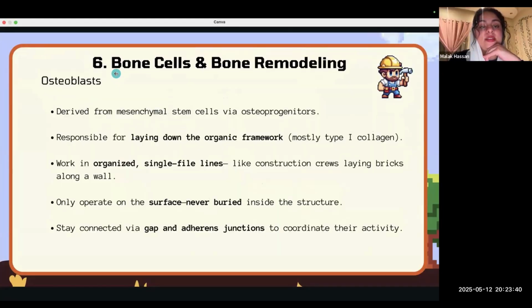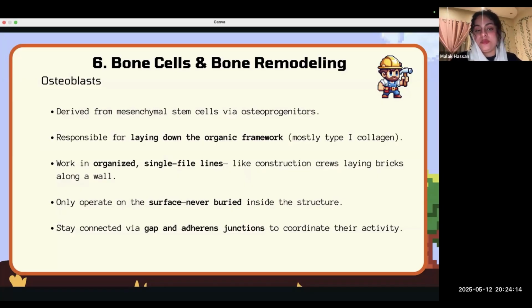Now, what are osteoblasts? Like we said, osteoblasts come from mesenchymal stem cells via osteoprogenitors. Mesenchymal stem cells form osteoblasts, and osteoblasts become osteocytes later on. They are responsible for laying down the organic framework, mostly type 1 collagen. They work in single file lines, like a construction crew laying bricks along a wall. They always operate on the surface, and they're never buried inside of the bone.